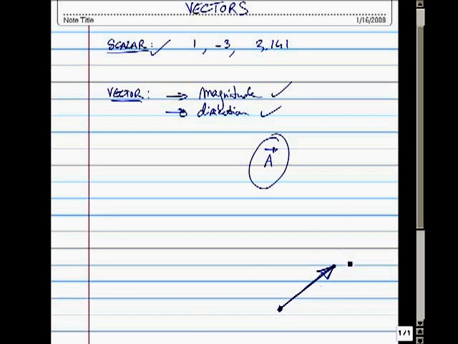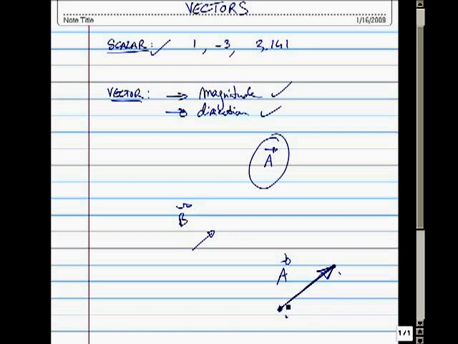This example, vector A, has this particular length from here to here. This would be a shorter vector. In this case, I have only changed the magnitude. I haven't changed the direction between this vector A and this vector B, but I have changed its length, therefore I have changed its magnitude.